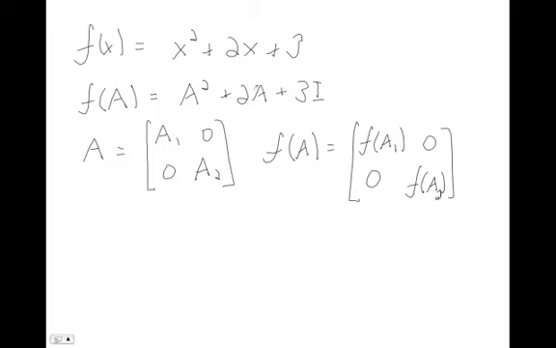If A is an n by n thing, then f of A is also an n by n thing, and I'm adding a bunch of n by n matrices together. So these sort of functions of just polynomials are defined for matrices. And you can easily prove these to yourself if you want to just work through some simple examples.